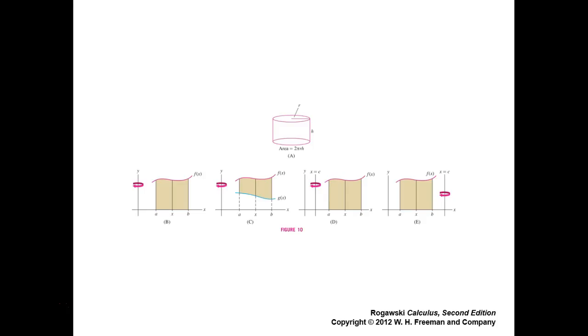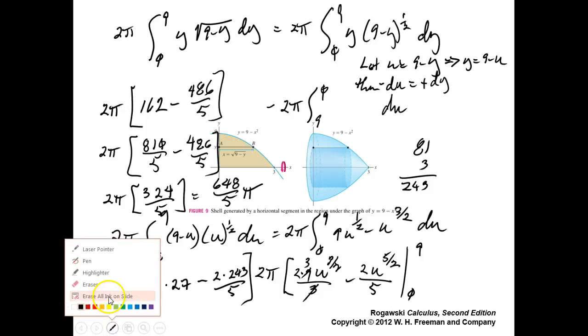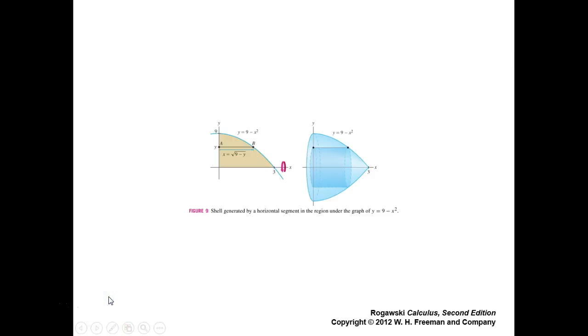Okay, let's move back to, I want some screen that has a lot of white on it. This isn't bad, is it? So let me erase all this. Okay, this is not the picture we're using.